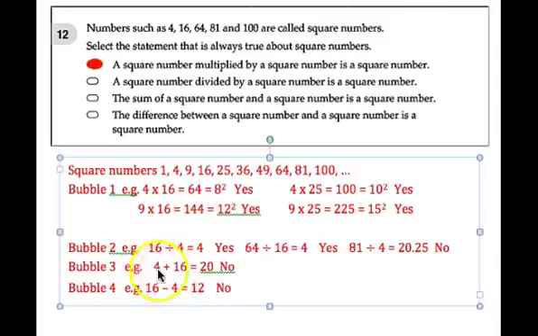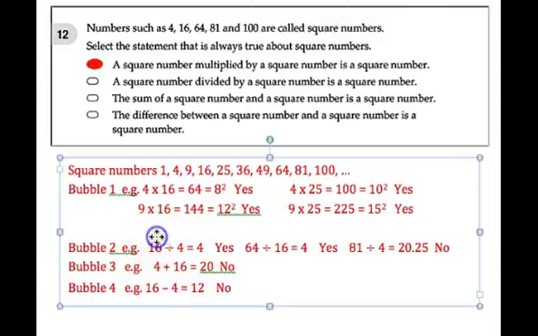Let's look at bubble number 3. The sum of a square number and a square number is a square number. We can choose 4 and 16, add the two together, and you get 20. Well, we can see 20 is not on our list of square numbers. It's nowhere there. So 20 is not a square number. And the difference between a square number and a square number is a square number. You can choose the first two square numbers again, 16 and 4. Well, 16 take away 4 is 12, and 12 is definitely not in this list of square numbers. So that answer is no.